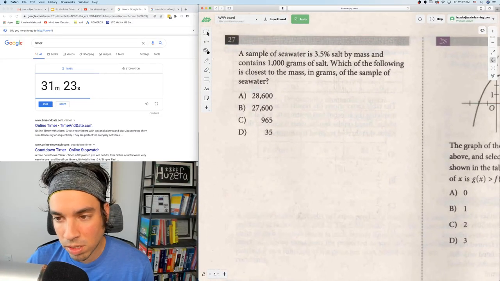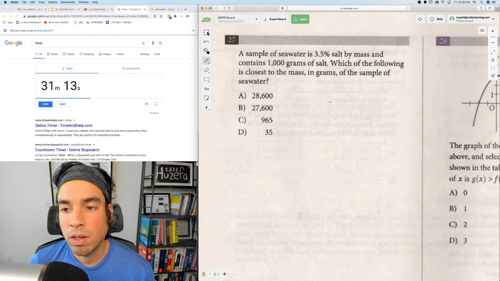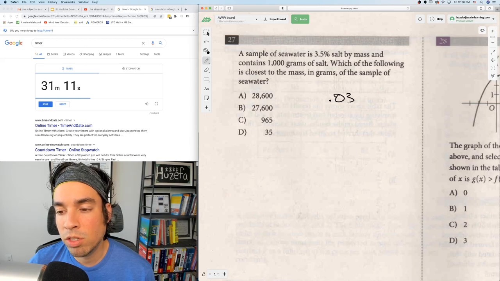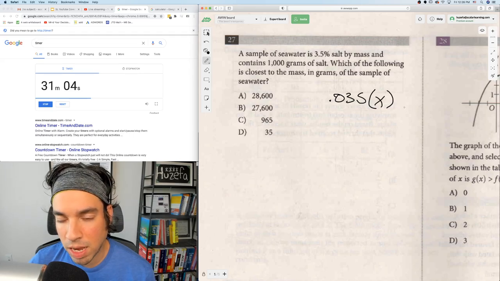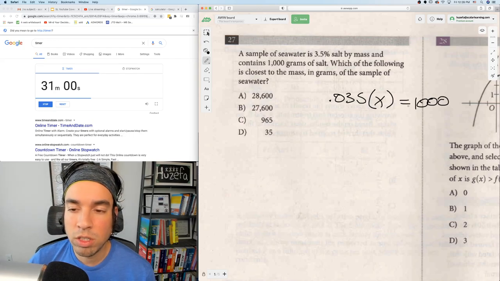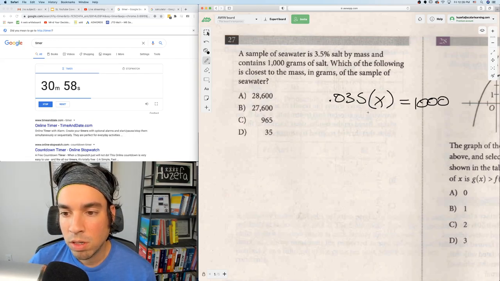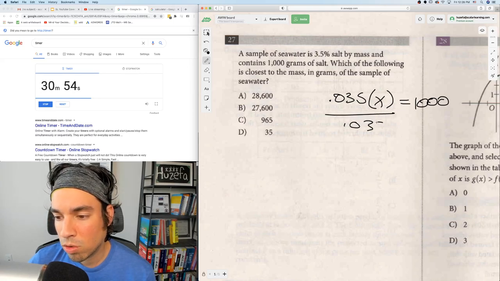A sample of seawater is 2.5% salt by mass and contains 1,000 grams of salt. Which of the following is closest to the mass in grams of the sample? Got it. Okay, so 0.035, which is 3.5%, of some known sample size is 1,000 grams of salt. So I'm literally translating that first sentence into an equation of the sample. Now, to solve, we just solve for x. Divide both sides by 0.035.